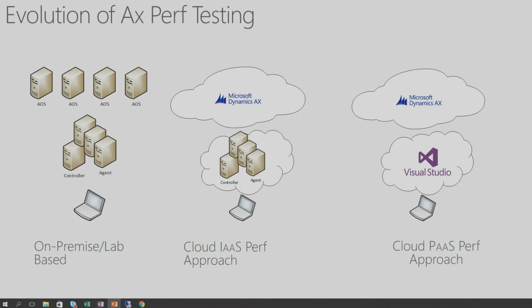So that's compared to how it worked in the past. Well, we were on premise, we had a lab, there was a lot of metal, and now, the second step for us was, okay, AX is in the cloud, so we just have an endpoint. And we just point to the endpoint and fire. And we still had controller and agents on premise. And now what we currently use is Visual Studio Online, and we send a load test from there to the endpoint.